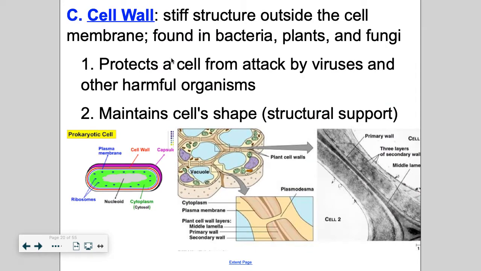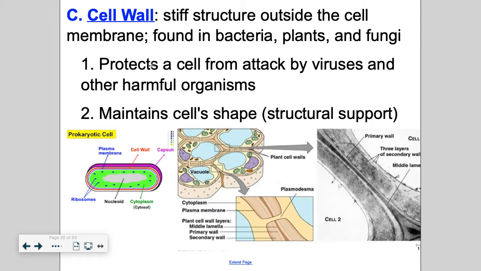Okay, now some organisms have another layer, called the cell wall. It's a stiff structure. It's found outside the cell membrane. Only some organisms have the cell wall, like bacteria, depicted down here. Looks like a Mike and Ike. Plants have a cell wall. Their cell wall is made up of cellulose, which is a carbohydrate, and fungi, they have a cell wall. It's not made of cellulose. It's made of a different substance called chitin, but I'm just going past what you really need to know here. But bacteria, plants, and fungi have a cell wall.